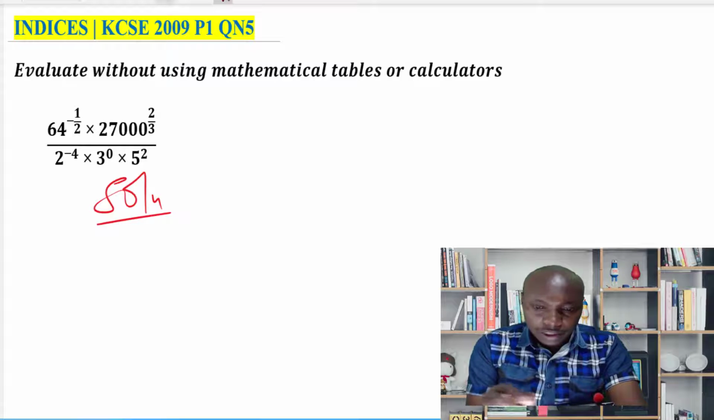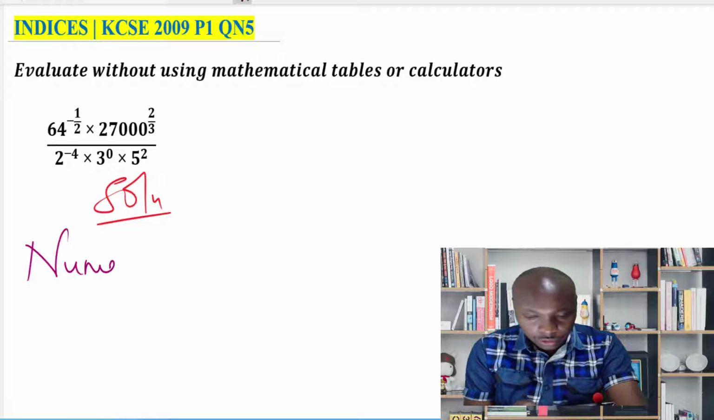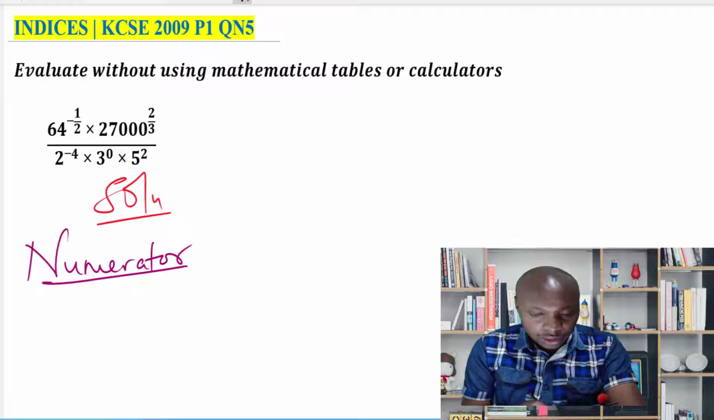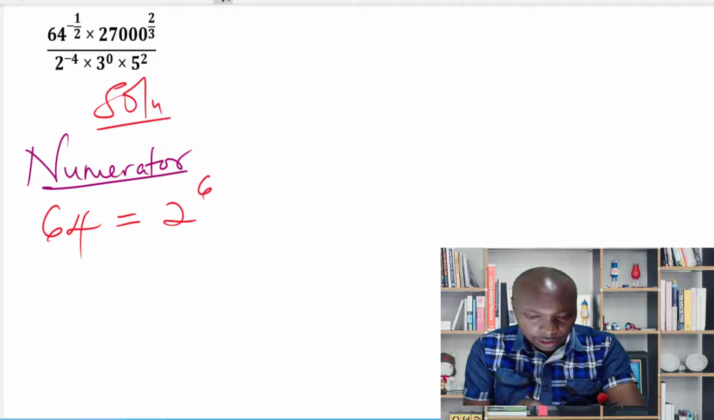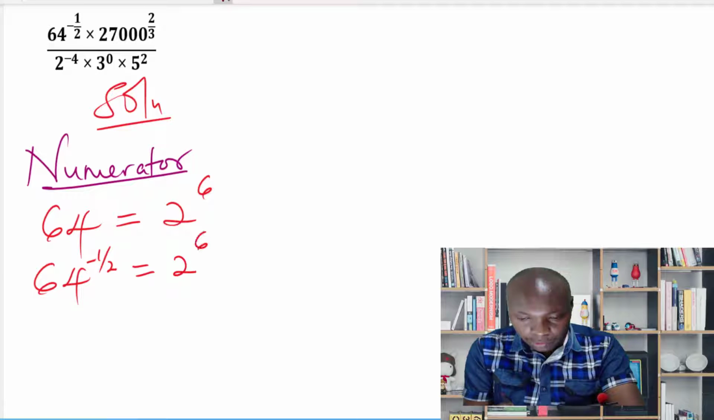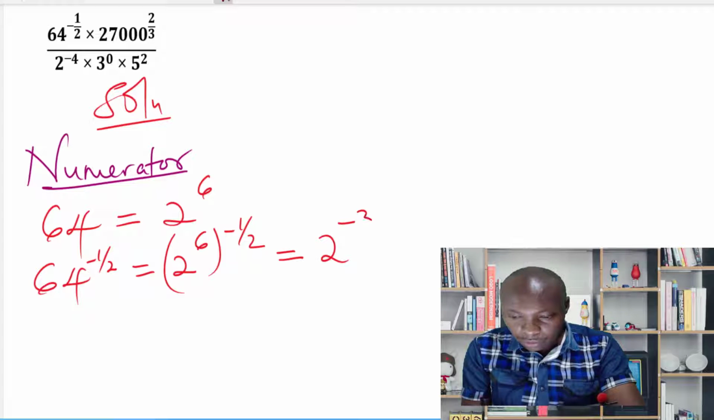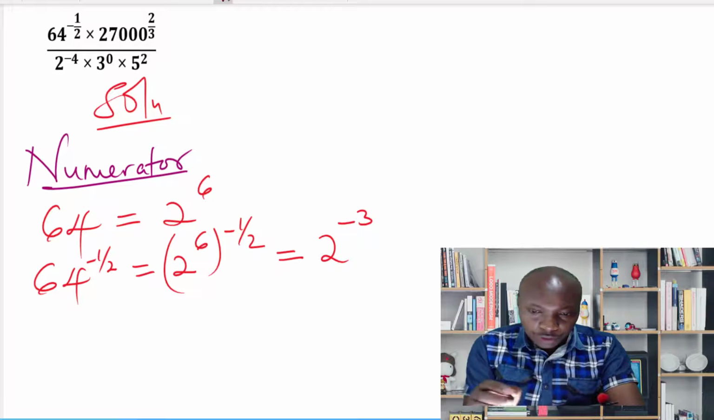We're going to begin by working the solution for the numerator, and for the numerator we begin with 64. We're going to do this one very fast. 64, if you write it to the base of 2, will be 2 raised to power 6. So 64 raised to power negative a half is 2 raised to power 6, then raised to power negative a half, and this gives 2 raised to power negative 3. Then you go to the other one.